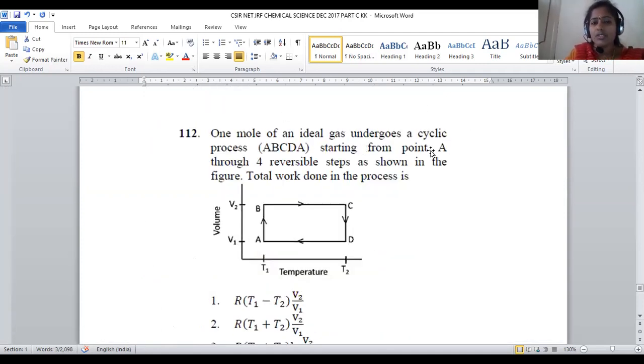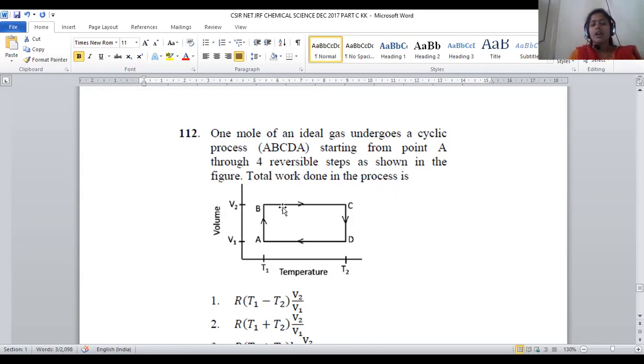1 mole of ideal gas undergoes a cyclic process. Here is the cyclic process A, B, C, D. When we are plotting the graph between temperature versus volume, a cyclic process is followed. We start with point A, and through 4 reversible steps, A to B, B to C, C to D, D to A. All 4 are reversible in nature, as shown in the figure.